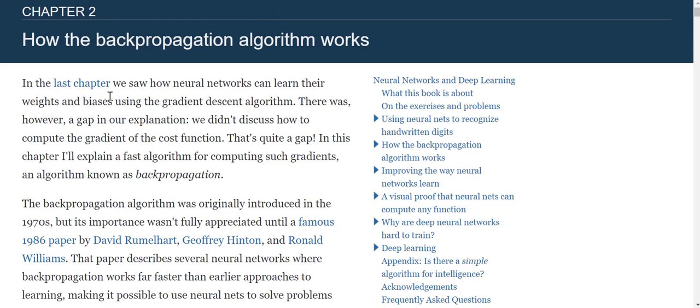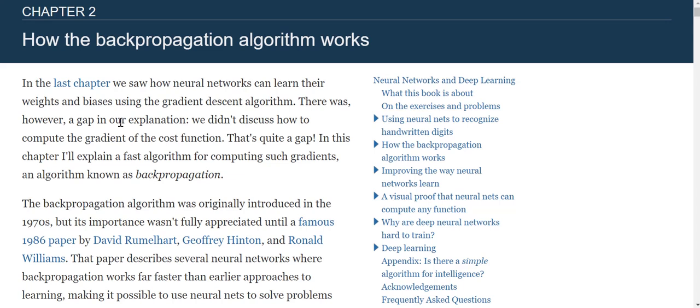In the last chapter, we saw how neural networks can learn their weights and biases using the gradient descent algorithm. There was, however, a gap in our explanation. We did not discuss how to compute the gradient of the cost function, and that is quite a gap. In this chapter, I will explain a fast algorithm for computing such gradients, an algorithm known as backpropagation.